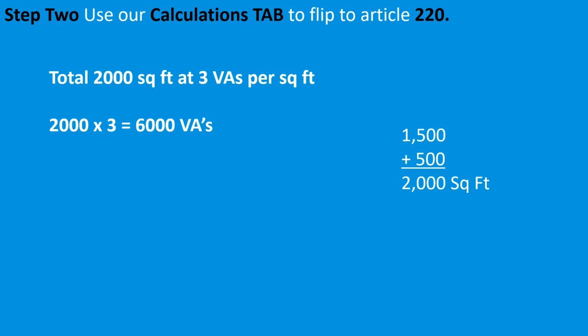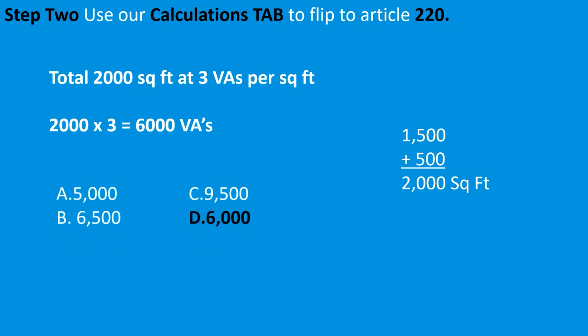They changed that a little bit in the 2020. They took it out of the table and they made it its own special code. And if you look right there next to that table, somewhere in 220.14, it's going to list dwelling unit VAs, and it's still going to be 3 VAs per square foot. So they just took it out of the table and they actually incorporated it right there in the code. So you should be able to work through that and find it.